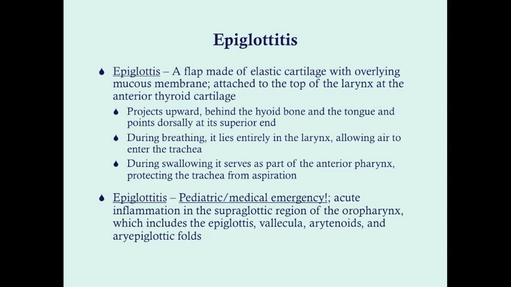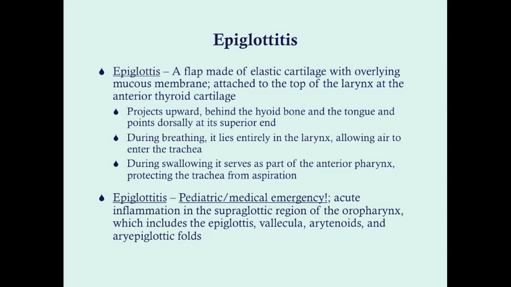Now during swallowing, it serves a different purpose. During swallowing, it serves to actually block something, and what it's blocking is food. It's blocking food from getting into the trachea. We don't want to aspirate what we eat or drink, and the epiglottis helps us do that. So during swallowing, it assumes more of a horizontal position, and that allows it to protect the trachea from whatever is going down into the esophagus. I'll show you some pictures of that on the next slide.